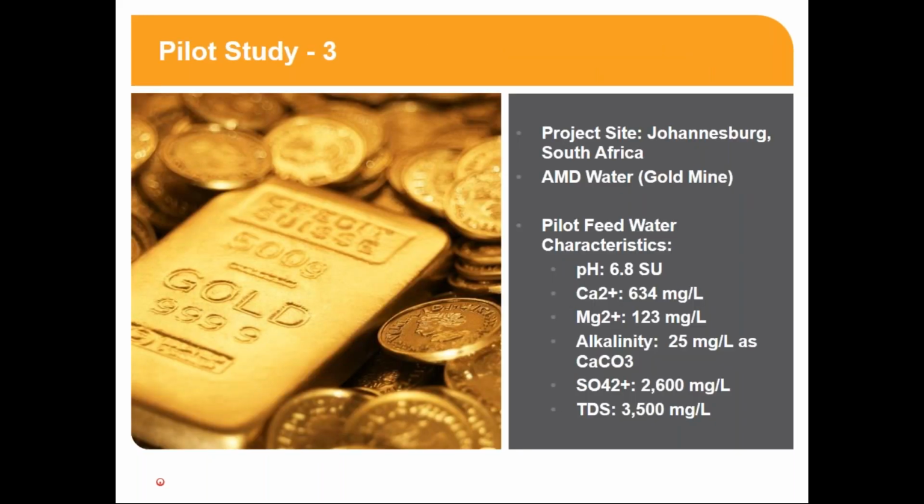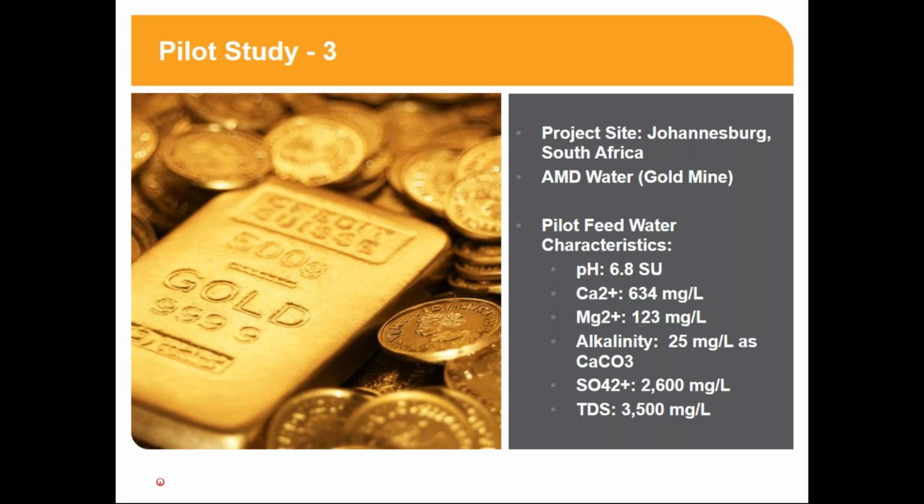The next pilot study we did in South Africa, it's on a gold mine. It's also an AMD water, or acid mine drainage water. The objective here is to get the sulfates down to less than 500 milligram per liter. The feed had around 630 milligram per liter of calcium and sulfates were around 2600 milligram per liter. This was a little higher than what we had in our first two pilot studies, and the TDS was around 3500 milligram per liter.